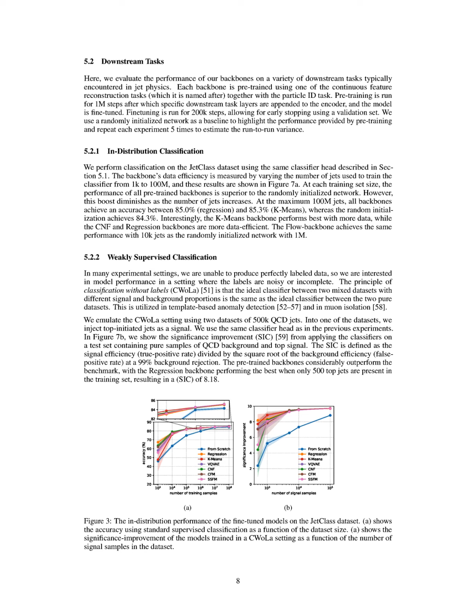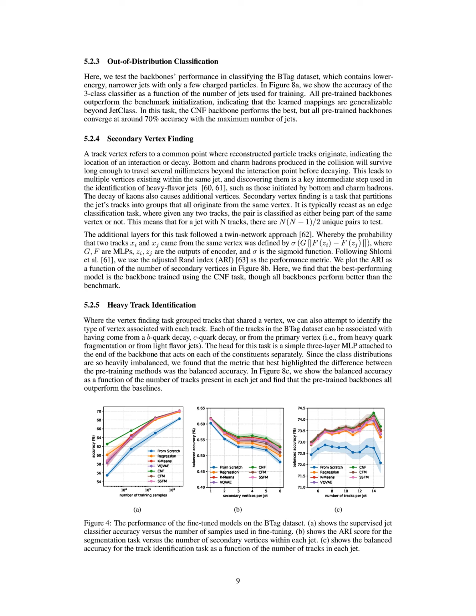In weakly supervised classification scenarios, MPMV2's regression backbone achieved a significance improvement, SIC, of 8.18, showcasing its effectiveness in handling noisy or incomplete labels. Furthermore, MPMV2's generalizability was evidenced by its superior performance on the BTAG dataset, where all pre-trained backbones outperformed the benchmark, indicating that the learned representations are robust across different jet definitions and experimental settings.